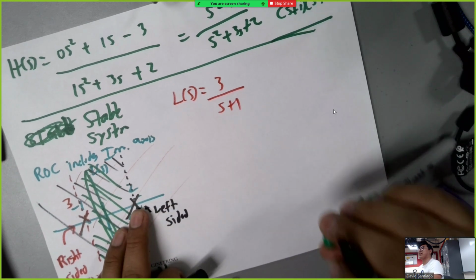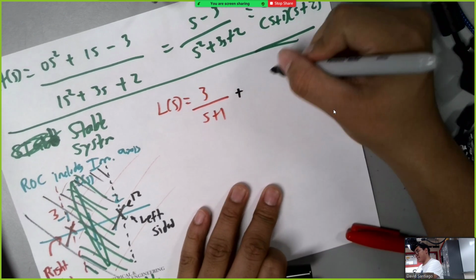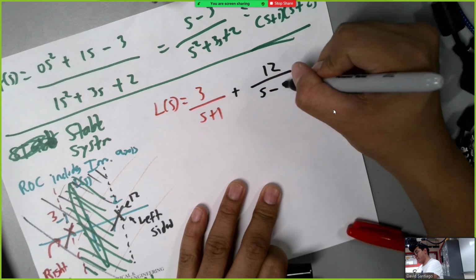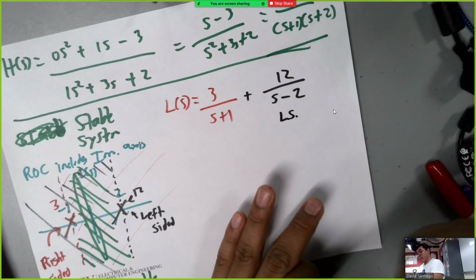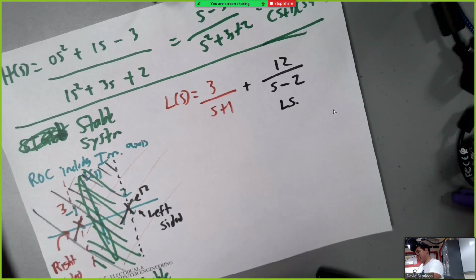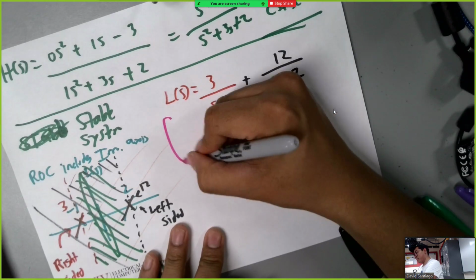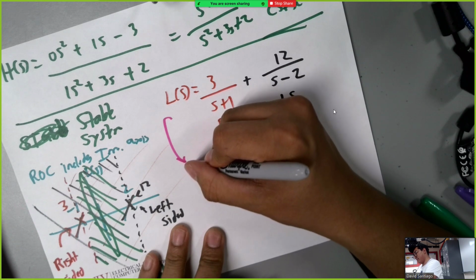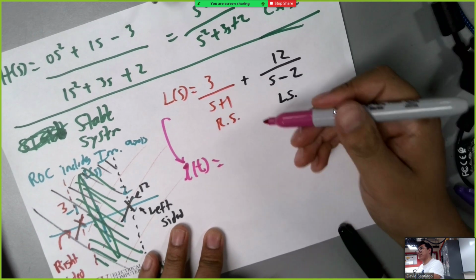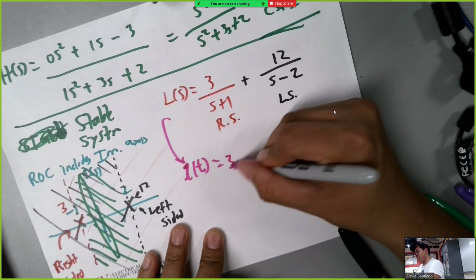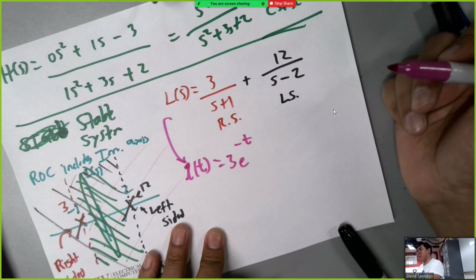What number do you guys like? 12. Yes, that's correct. So that means plus 12 over s minus 2. This is left-sided, and this right here is right-sided. I do color codes because I like colors. So if you're trying to do the inverse Laplace transform, let's call it L of t, just giving it a random number, you're going to get 3e to the minus t.